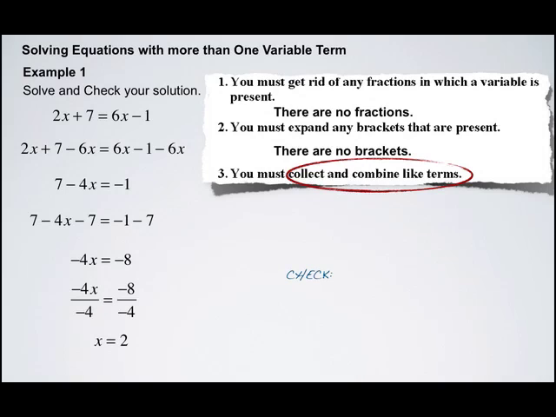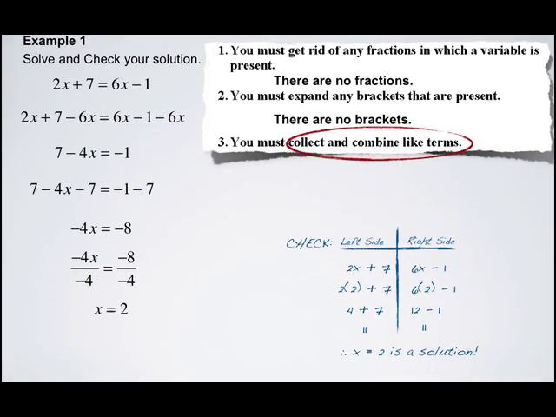Once we've solved, we have to check. So we'll do a left side, right side check. Our left side is 2x plus 7. Our right side is 6x minus 1. So we have 2 times 2 plus 7 on the left side, which is 4 plus 7, which is 11. And on the right side, we have 6 times 2 minus 1, which is 12 minus 1, which is 11. So since the left side equals the right side, we know that x equals 2 is a solution. And that's how we go about using our checklist and using our previous information to solve equations with more than one variable term.